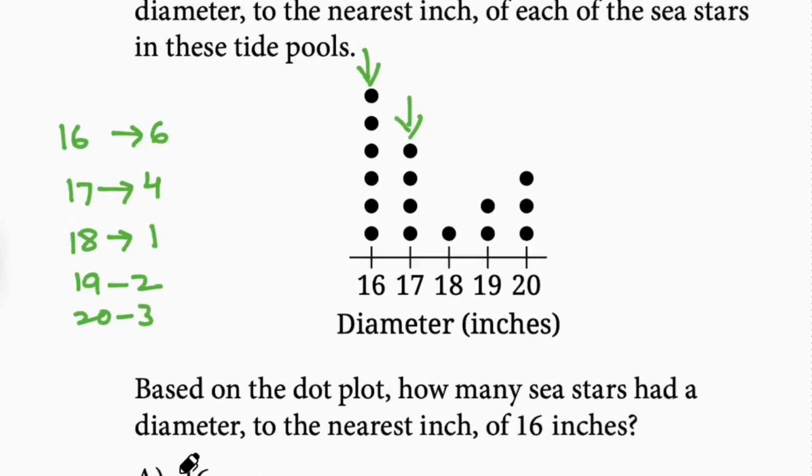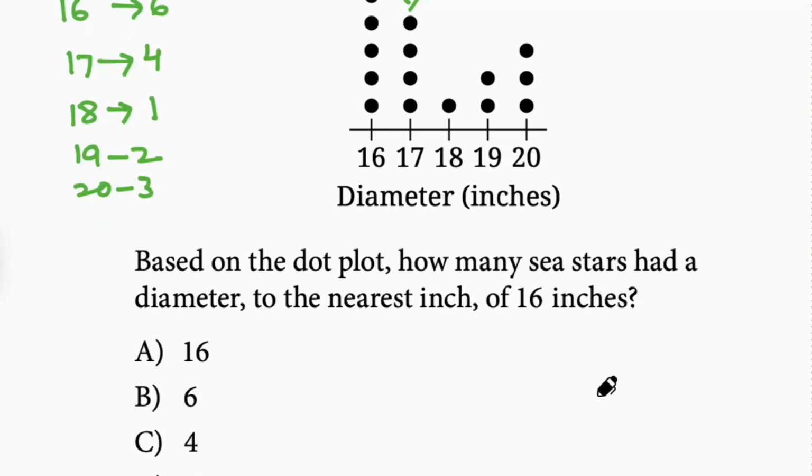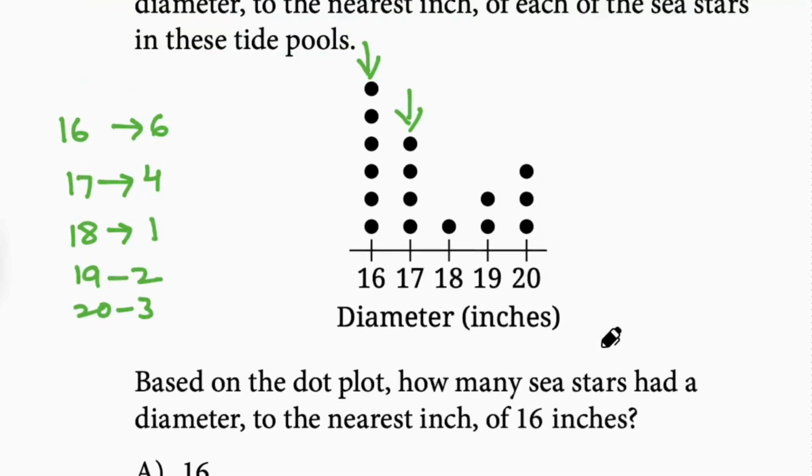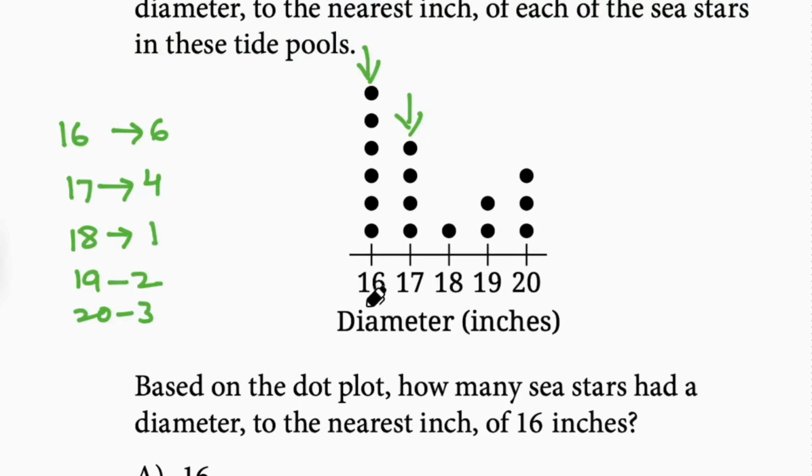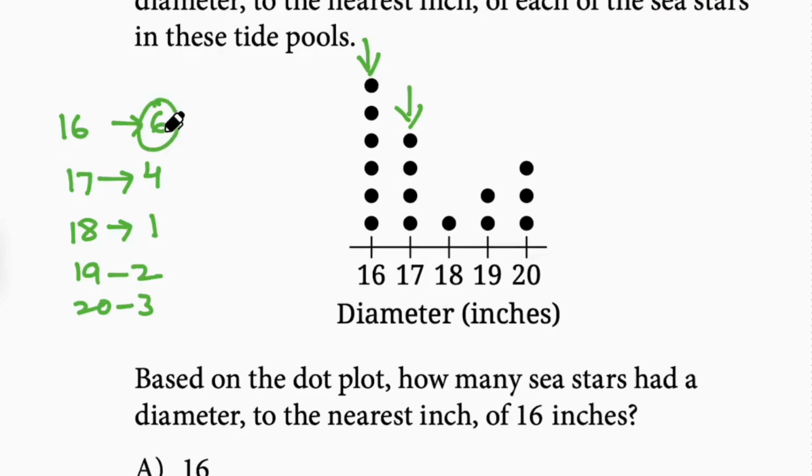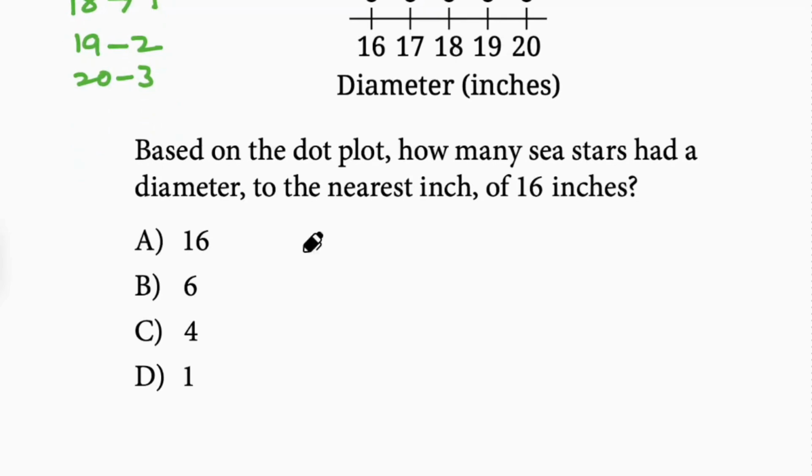Let's see what is asked. Based on the dot plot, how many sea stars had a diameter to the nearest inch of 16 inches? Okay, so simply you have to read the data. 16 inches is the diameter for 6 sea stars. Let's see. Yes, so B is the right option, right? I hope you got both the questions.